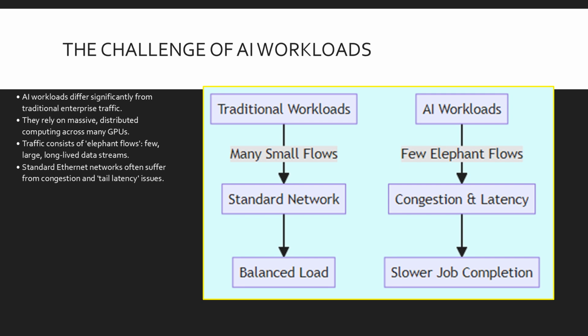Here, we visualize the core difference. On the left, traditional workloads distribute evenly across a standard network. On the right, AI workloads send massive chunks of data, elephant flows. Without optimization, these flows create bottlenecks, leading to high latency and slower training times. The goal of our new topology is to eliminate this bottleneck.